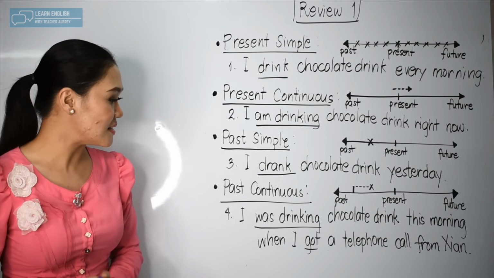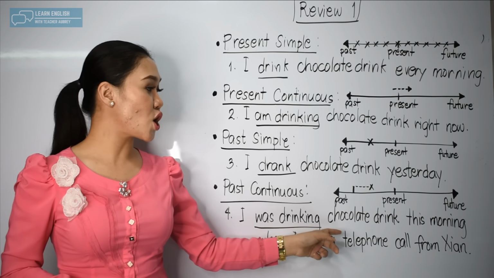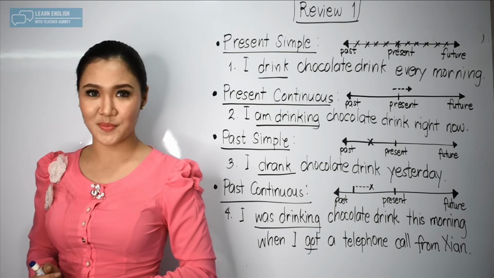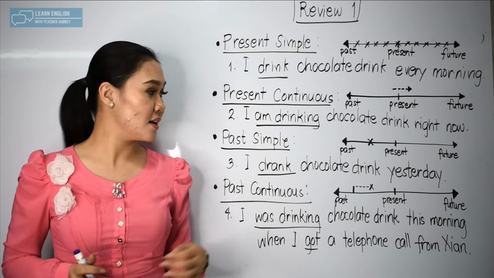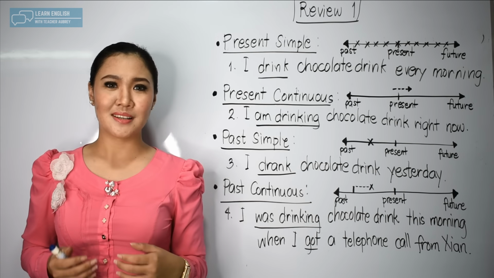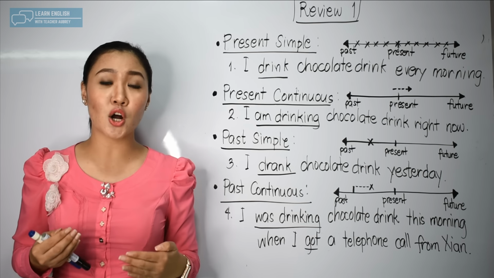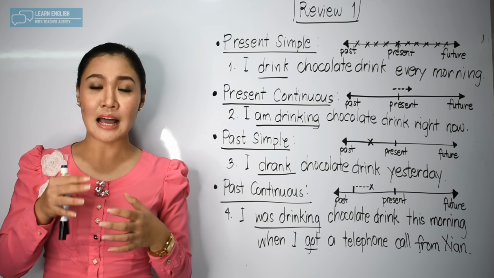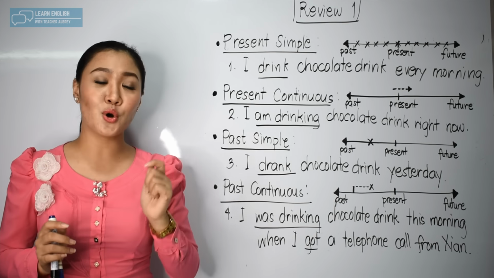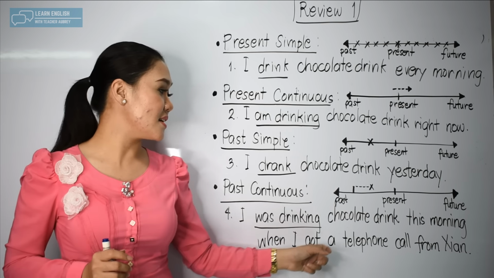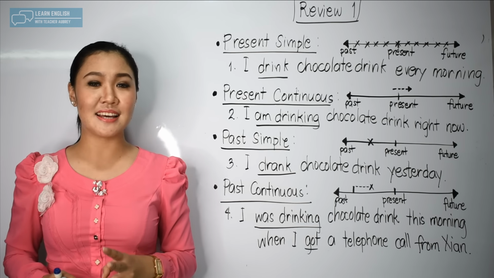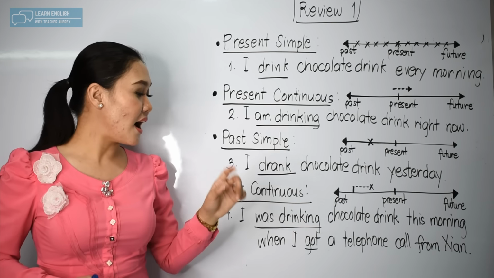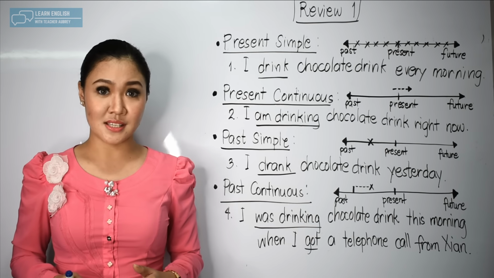Let's look at the sentence. I was drinking chocolate drink this morning. So, the past continuous action is, I was drinking. Ongoing yung pag-inom ko ng chocolate drink kaninang umaga. At habang sa kalagitnaan ng pag-inom ko ng chocolate drink, I got a telephone call from Zian. Okay? So, the second past action in that is, I got a telephone call from Zian.